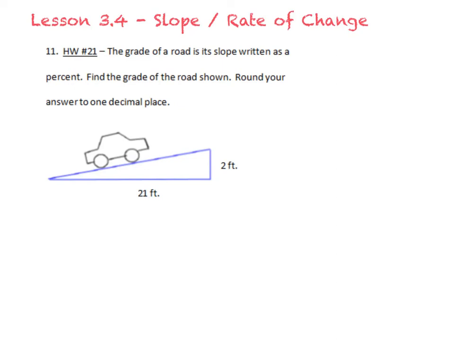So, in Owensboro, you always see roads being fixed and paved and stuff like that, and it's important whenever they're doing road construction to know this word right here, the grade of the road. And grade simply means slope. So, real world problem. Okay, the grade of the road is its slope written as a percent. Find the grade of the road shown. Round your answer to 1 decimal.